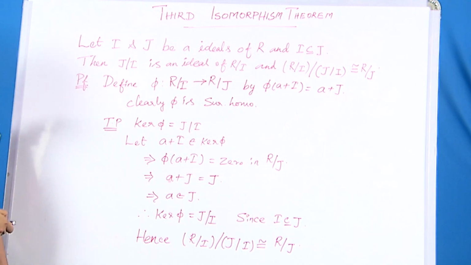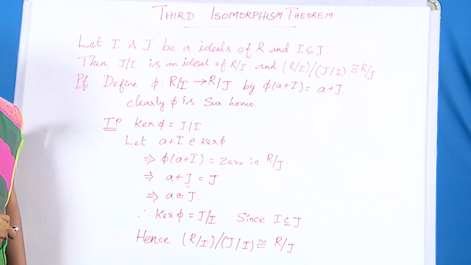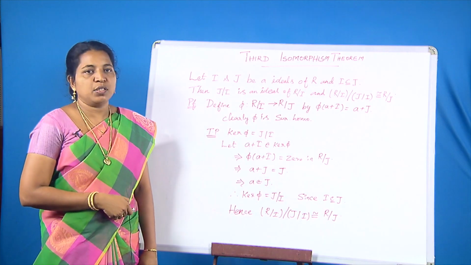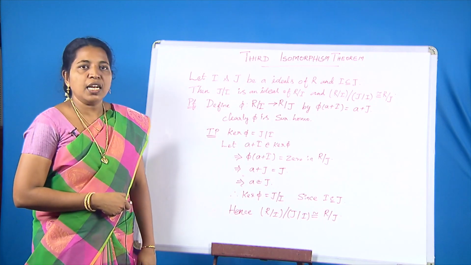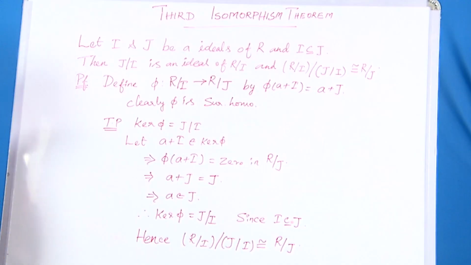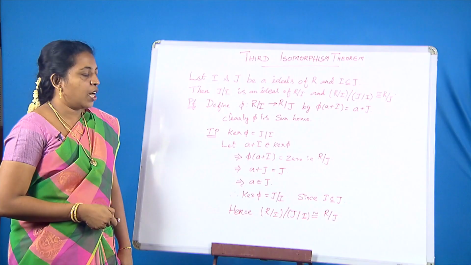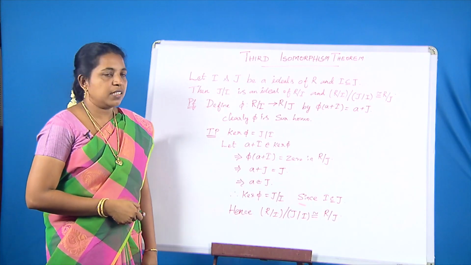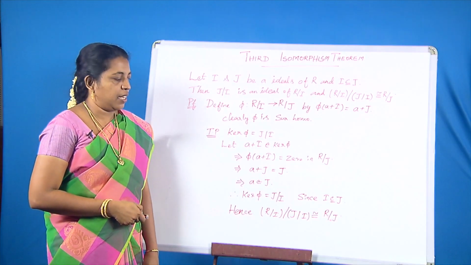From this, we say that a plus J equals J. This implies a belongs to J. Hence, kernel of phi equals J by I, since I is a subset of J. So, (R by I) by (J by I) is isomorphic to R by J.